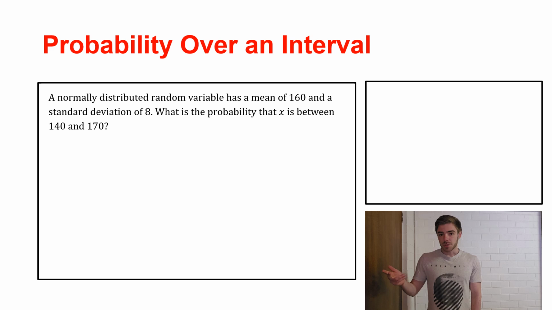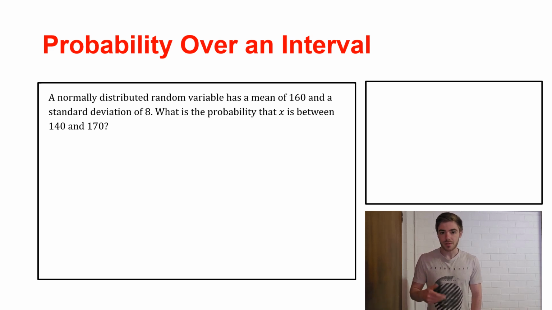The vast majority of normal distribution questions are going to look like this. You're going to be told that your probability is normally distributed with some mean and some standard deviation, and then you're going to be asked to find a probability that x is between some interval, which in this case is from 140 to 170.